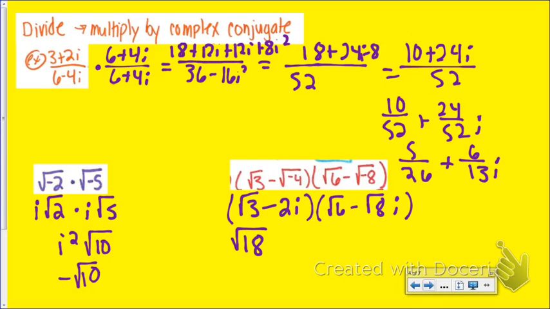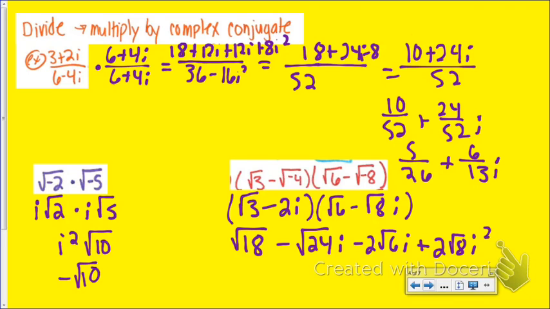Root 3 times root 8i would be a square root of 24i. Then I have minus 2i times the square root of 6, that would be minus 2 root 6i. And then I have plus 2 square root of 8i squared.